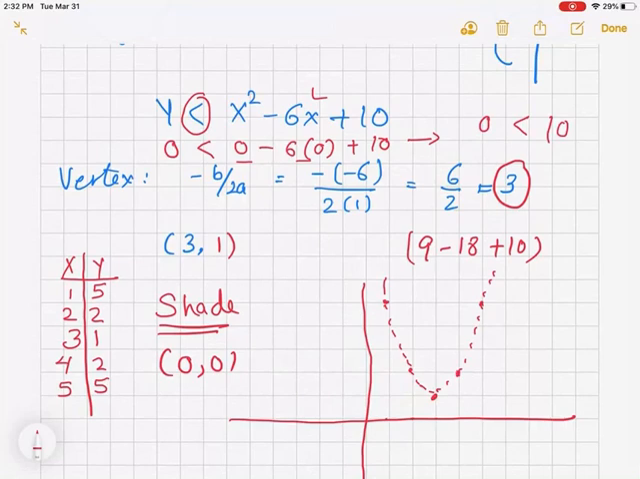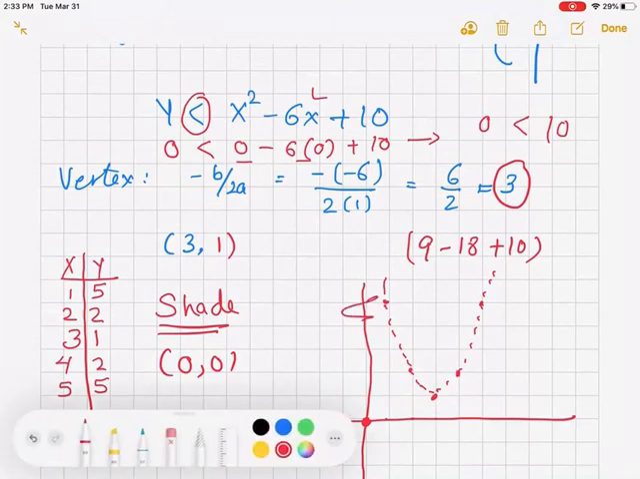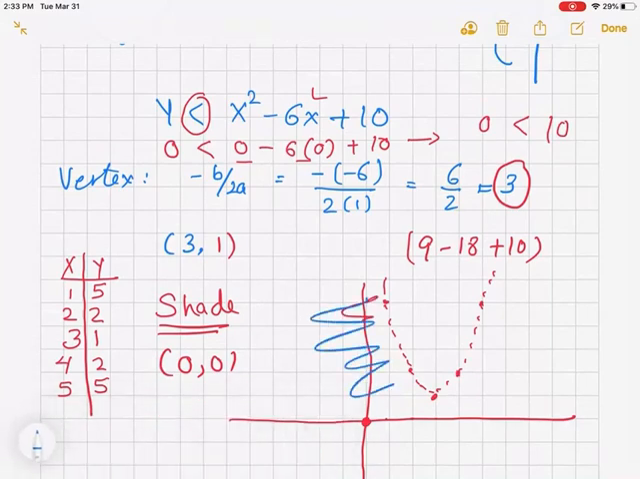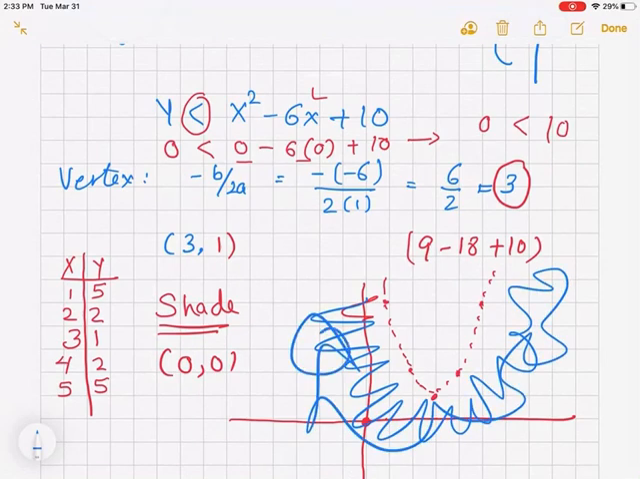Since this works, I need to shade toward 0, 0. So let's try locating 0, 0. 0, 0 is outside this parabola, which is here. And it works for this function, so I need to shade toward this. So instead of shading inside the parabola, I would shade outside the parabola. So that would be my solution for that.